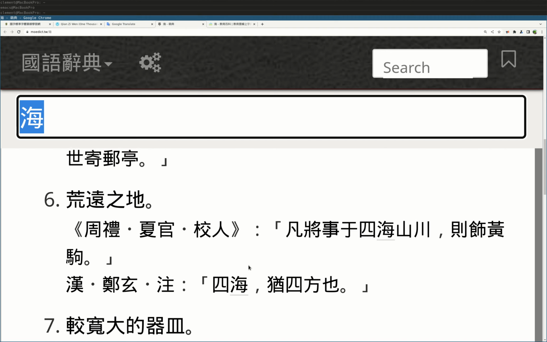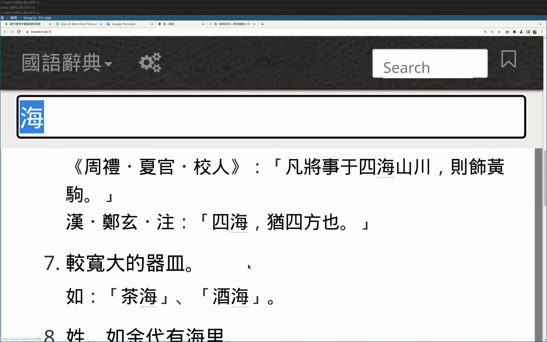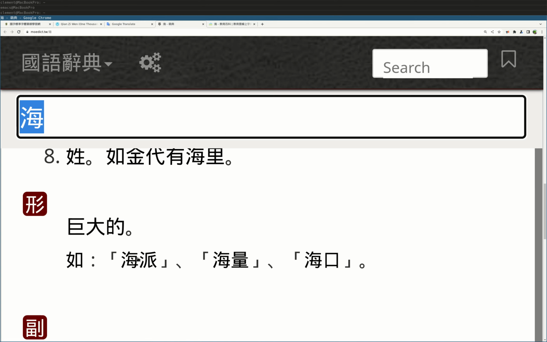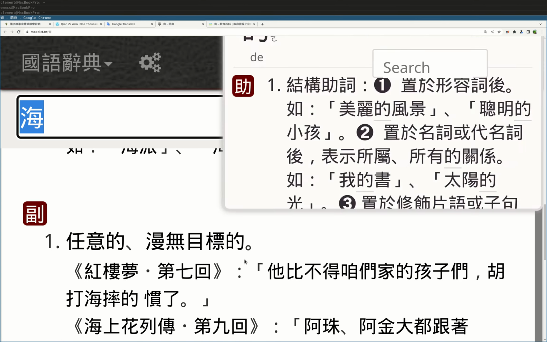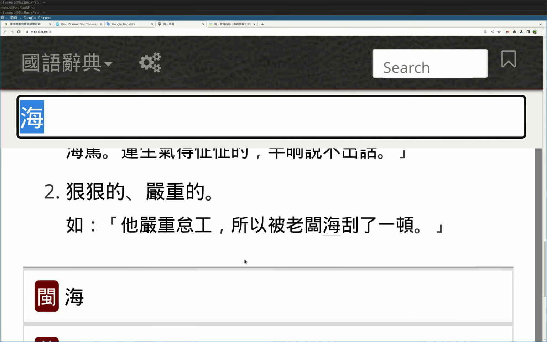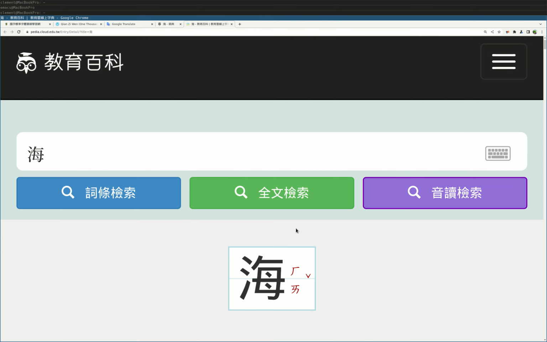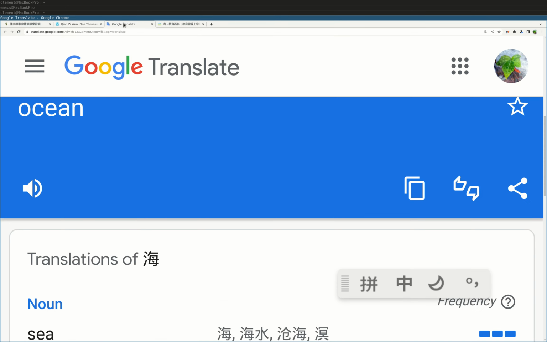四海 means the whole world. 九海, 塔海, okay. Hai also, as an adjective, means big, something big. But in English, they only mean the noun, ocean, sea. What about big? Huge? No. So in this case, Google Translate is better for the time.